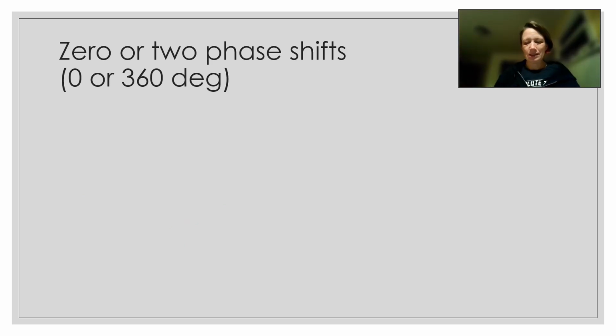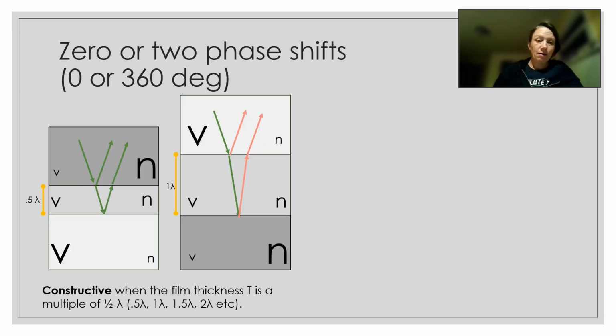These slides are really dense. You don't have to write down everything, just get the basic gist of it and maybe the conclusions at the bottom. So our first set of conditions is when we have 0 phase shifts or 2 phase shifts.